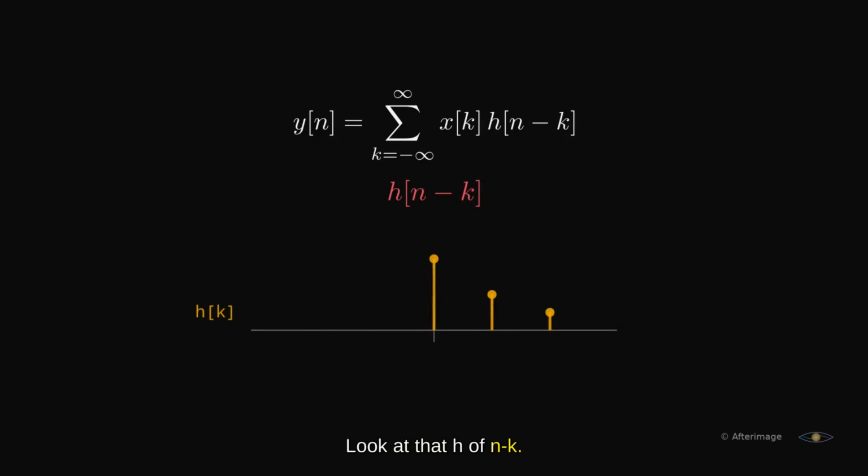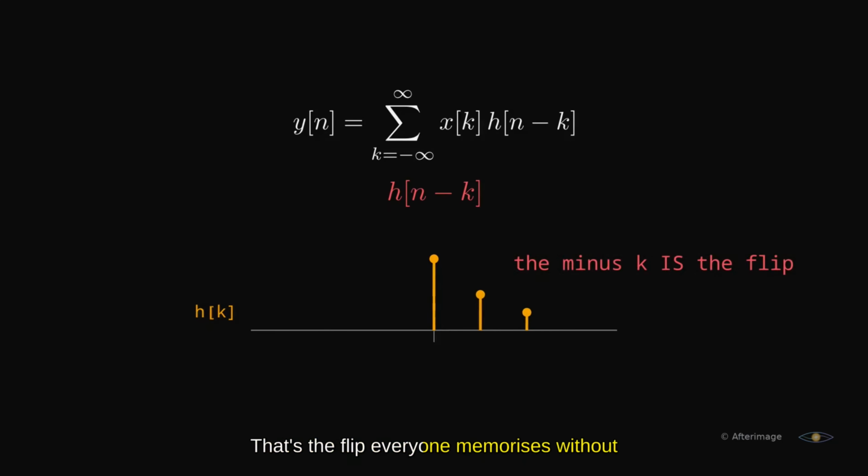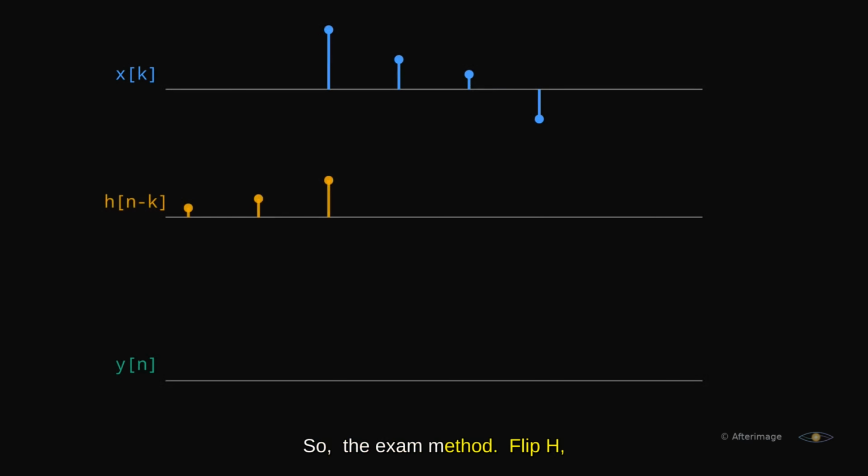Look at that h of n minus k. The minus k is what flips it around. That's the flip everyone memorizes without knowing why. It's not a rule someone invented. It falls out of asking which input at which earlier time is still contributing right now. So, the exam method. Flip h, slide it across x, and multiply overlapping samples.